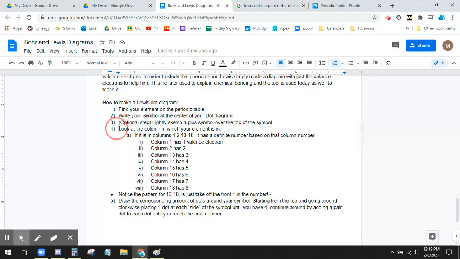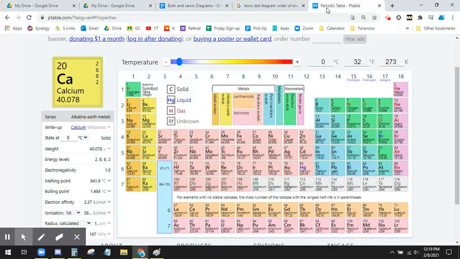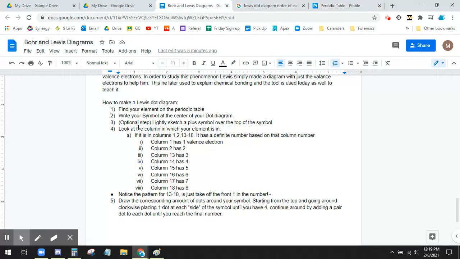So the next thing we have to do is look at the column in which your element is in. So we see that calcium is in column number 2, and it says in here if the column is 1, 2, 13 through 18. If it's one of those, you have a definite number based on that column number. Okay, so it's in column 2, which means it has 2 valence electrons. Here, I'll show you how this whole thing works without you having to memorize this.